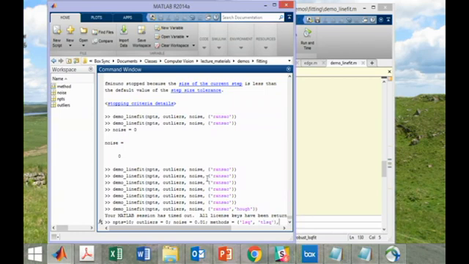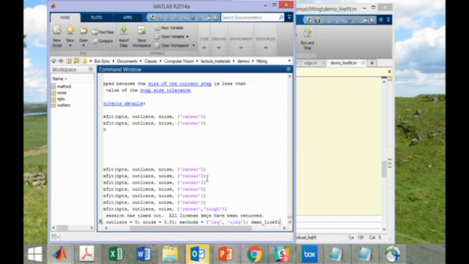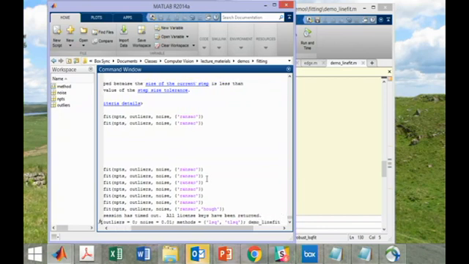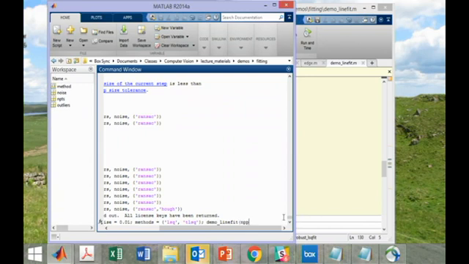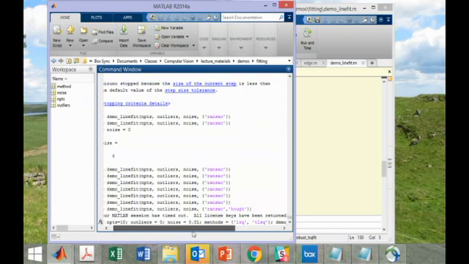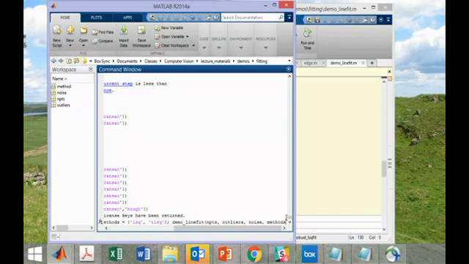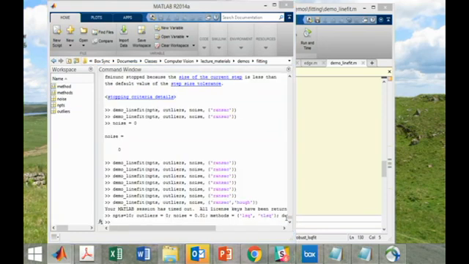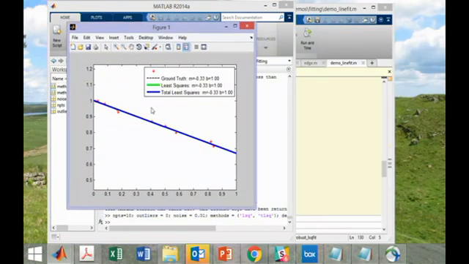and demo line fit. Demo line fit endpoints. Oops. Let me know if I mistype something. Endpoints, outliers, noise, methods. Okay, so let me pull that figure over. And so here, this should work well. I just generated 10 points with a small amount of noise.